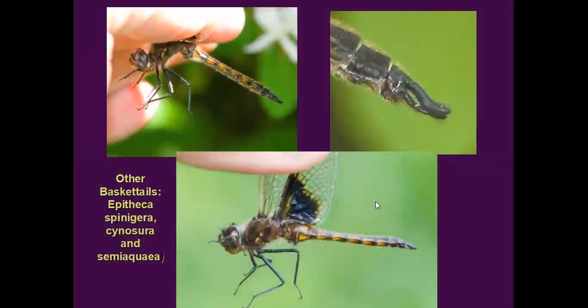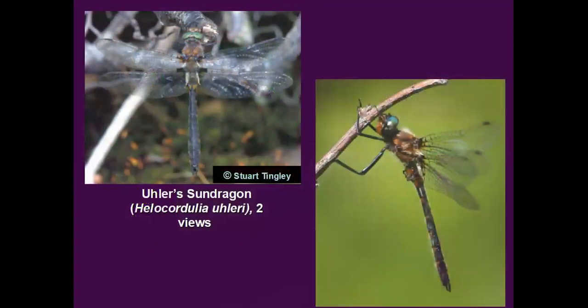And other baskettails here. Baskettails are called baskettails because the female sort of has a basket to hold her long string of eggs, which she drops from midair. So it's kind of neat to see. The Uhler's sundragon, one of the most beautifully named dragonflies, even though it's not necessarily a spectacular species, it's got a wonderful name.